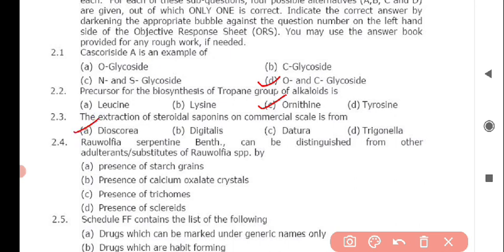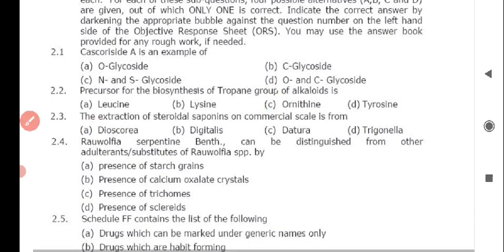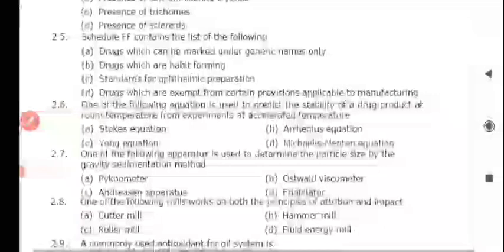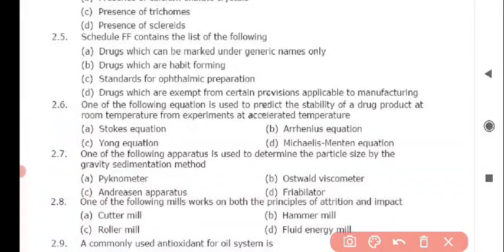Next question: Rauwolfia serpentina Benth can be distinguished from other adulterants or substitutes of Rauwolfia species. How? The correct answer is option D, by the presence of sclerides. Now the next question: Schedule FF contains the list of the following. The correct answer for this is option C, that is standards for ophthalmic preparation.